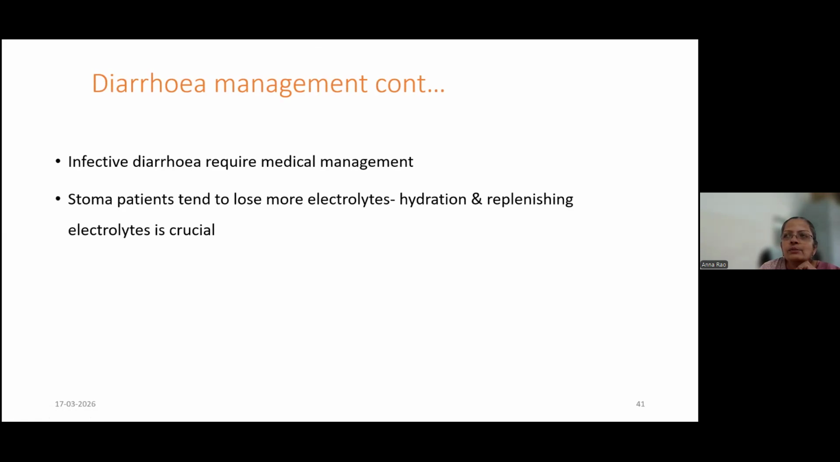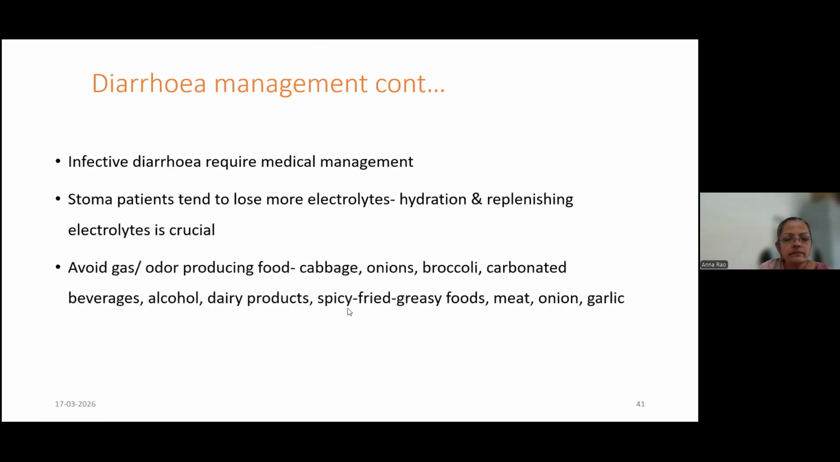Okay, and they lose lot of electrolytes. Okay, so hydration is very important for them. This we have already seen. Also, dairy products and spicy foods will also cause problems, right? And lot of irritation also, right? So see to it which type of diet is suitable for your patient.